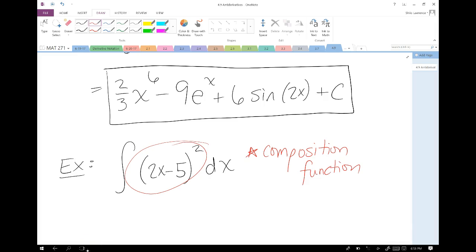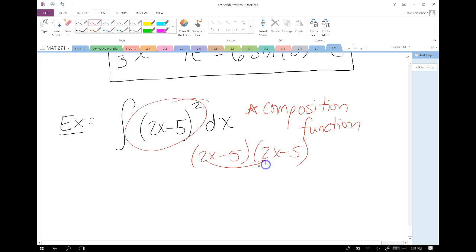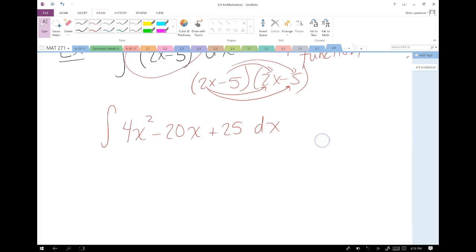You can figure out (2x minus 5) squared. It's 2x minus 5 times 2x minus 5. You just have to multiply it out. So we've got to do 2x times 2x, 2x times negative 5, negative 5 times 2x, negative 5 times negative 5. We just need to get this thing written out term by term. If we can get it written out term by term, then we can find the antiderivative. So (2x minus 5) squared is the same exact thing as 4x squared minus 10x and minus 10x is a minus 20x, and then plus 25. We've just got to get that thing multiplied out, and then we can find the antiderivative.